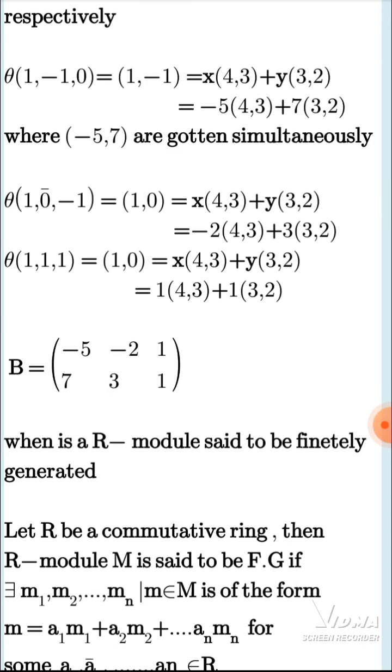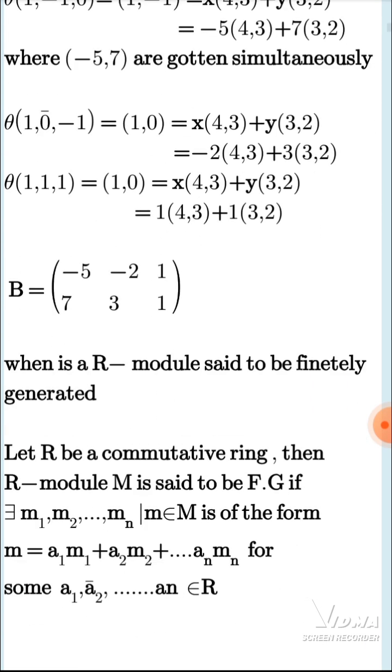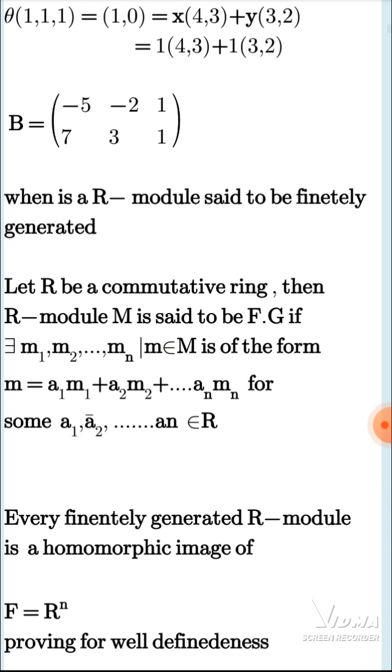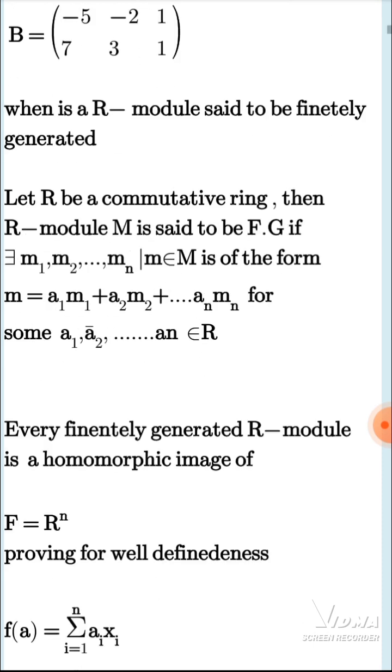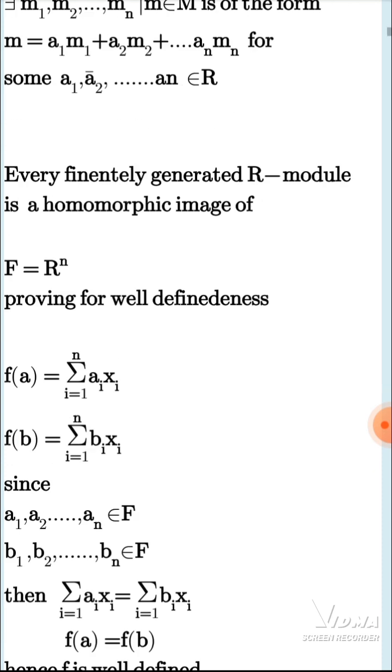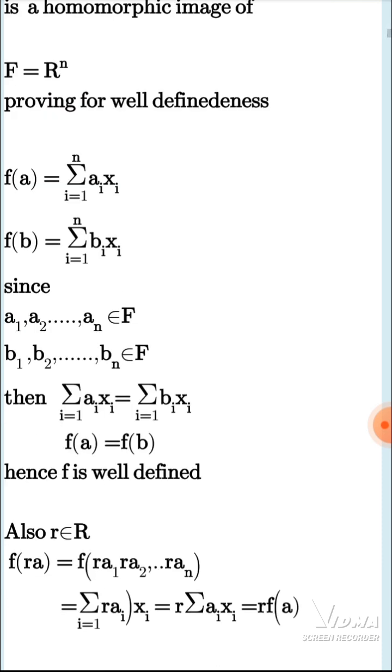So we have B to be represented below. When is an R module said to be finitely generated? So we have the readings there, which is clearly stated. Every finitely generated R module is a homomorphic image of R to the n. This is, we need to prove for well-definedness.